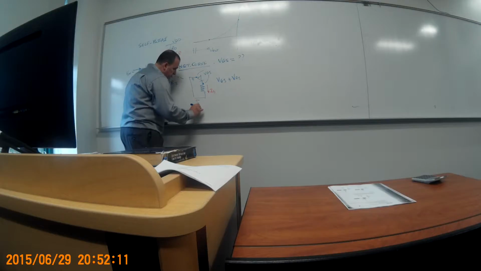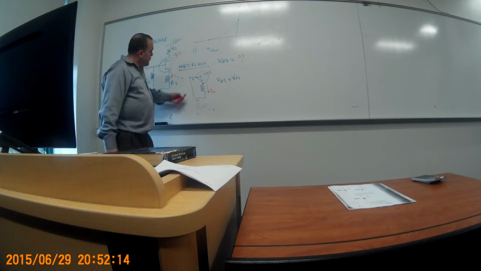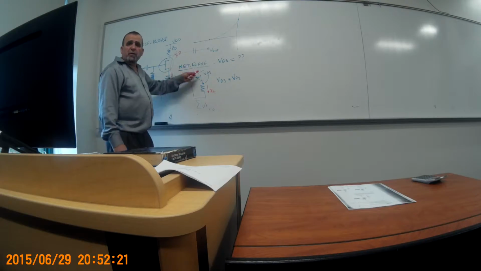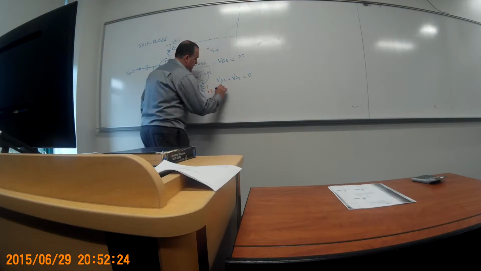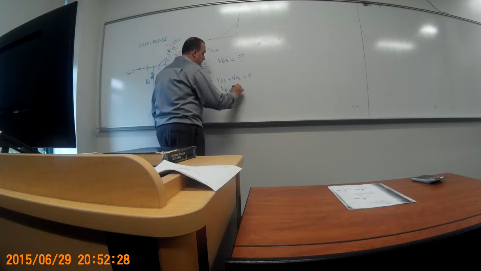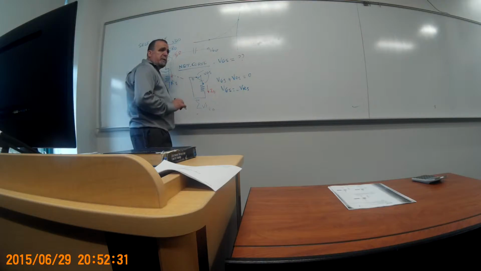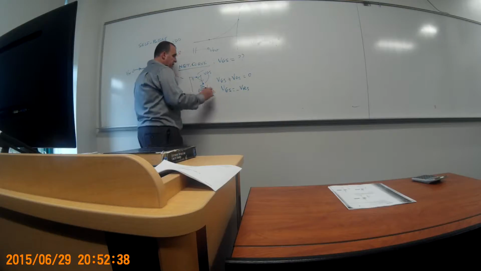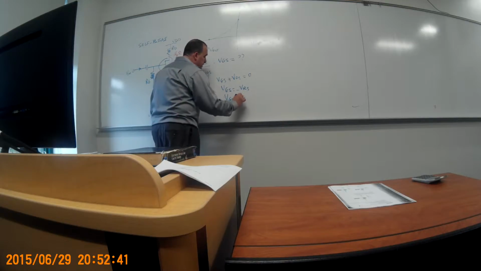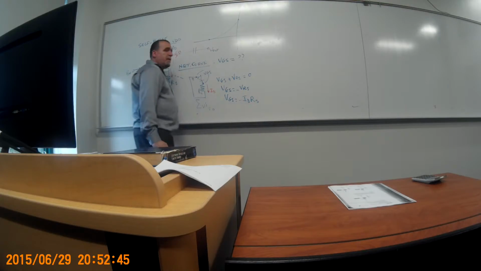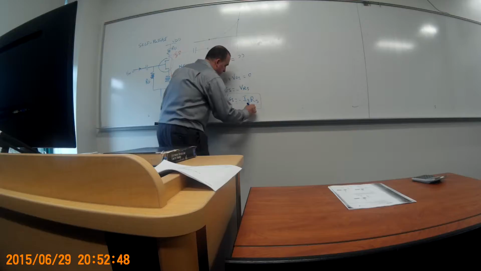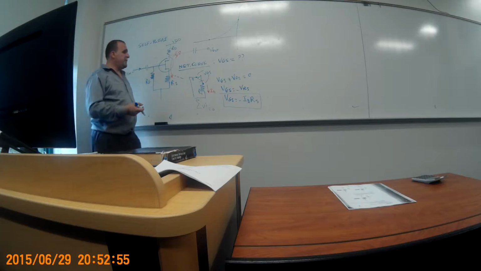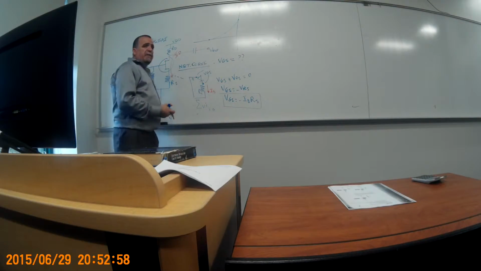So we got VGS plus VRS equal to 0. Therefore, we could claim that VGS equal to minus VRS, the voltage across RS, and the voltage across RS is actually ID times RS. So VGS equal minus ID RS.